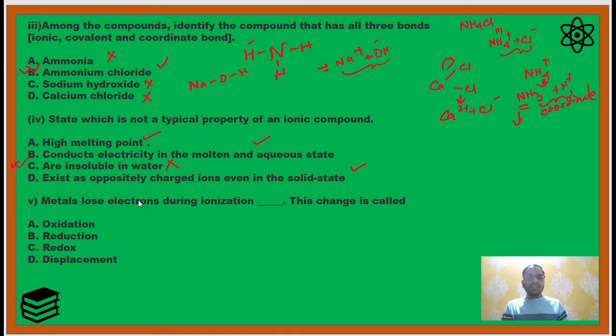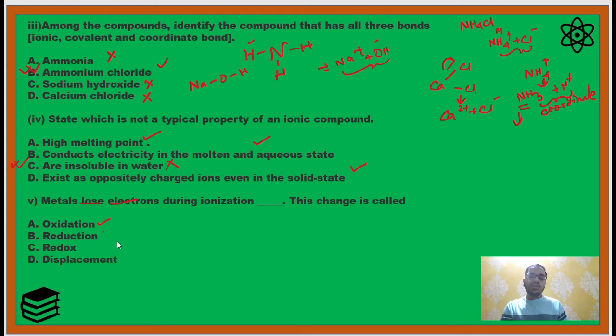The last MCQ. Metal loses electron during ionization. So what kind of change is it? Since metals are losing electrons, this is a key word. Lose electron. As it is a loss of electron, we know the process is oxidation, which is a loss of electron. Reduction is a gain of electron. Redox is where both oxidation and reduction take place simultaneously.